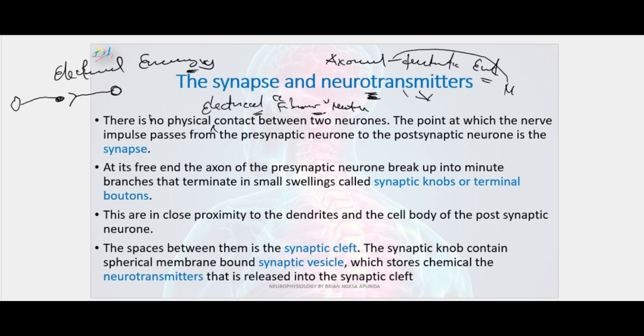Just like we were proposing about the ganglia, the neuron that is giving the information will be regarded as the presynaptic neuron. This one will be regarded as the postsynaptic neuron, or rather the post neuron. So when you respect the synaptic space, this is the presynaptic neuron, and this is the postsynaptic neuron.